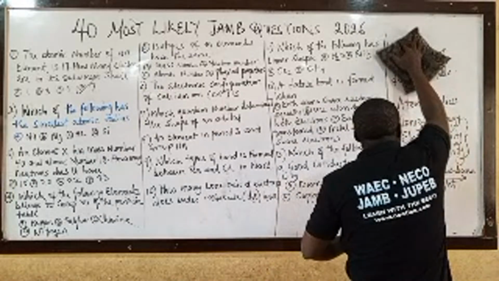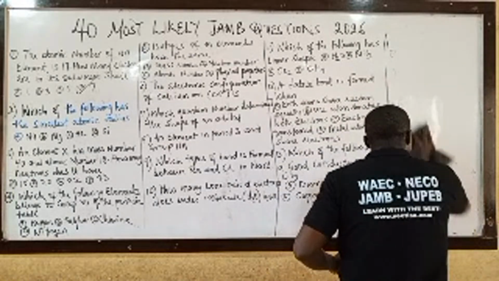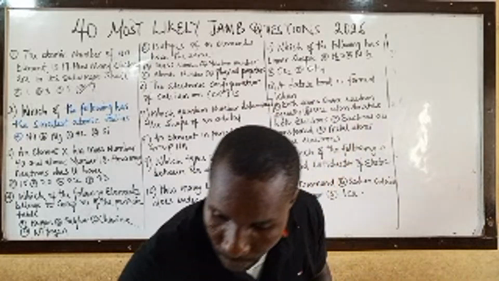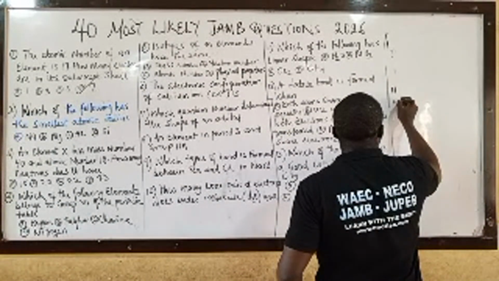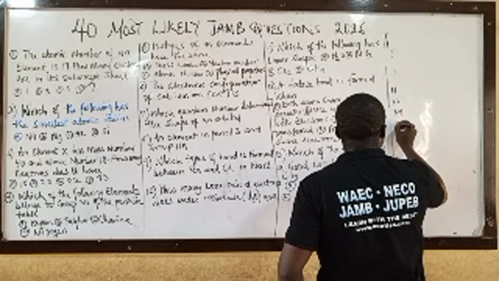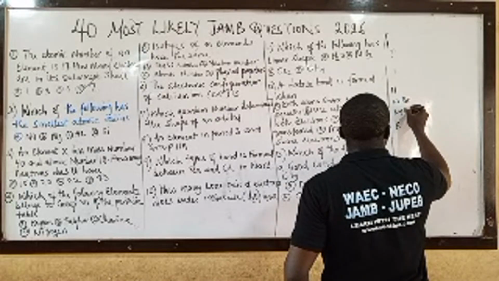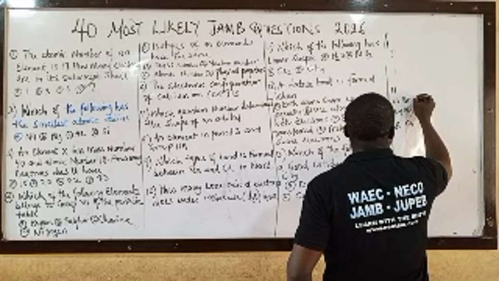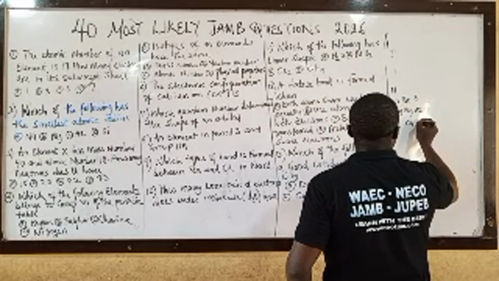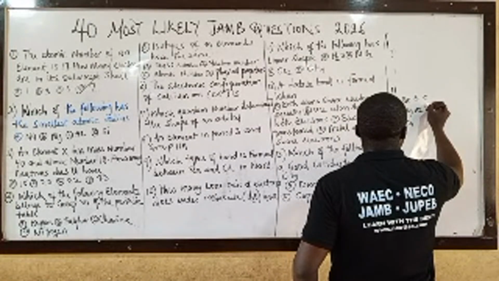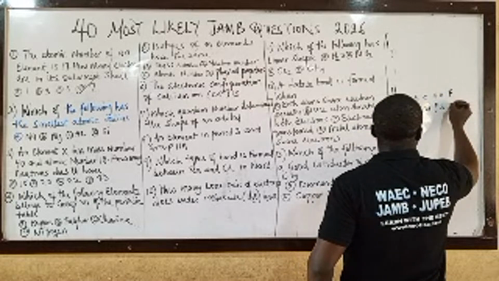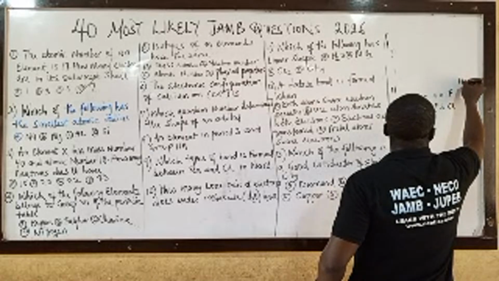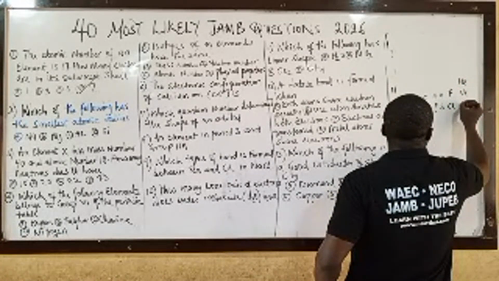We have four of them: atomic radius, ionization energy, electron affinity, electronegativity. Let me quickly draw the periodic table. When you have the periodic table like this: hydrogen, lithium, sodium, potassium, beryllium, magnesium, calcium, boron, aluminium, carbon, silicon, nitrogen, phosphorus, oxygen, sulfur, fluorine, chlorine, helium, neon, argon.